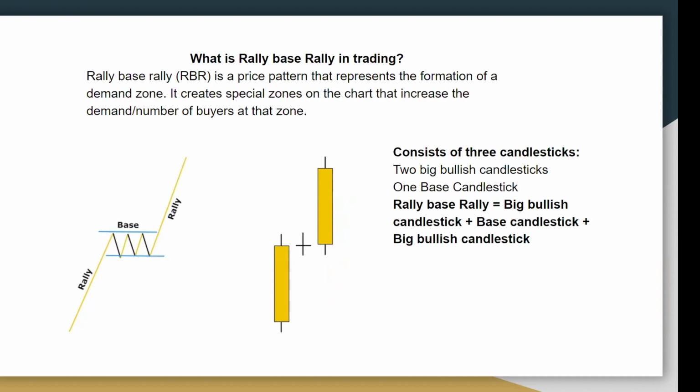So this is what is known as a rally. We have a rally up. We have a consolidation period where buyers and sellers are agreeing on price. It's an equilibrium. Then we have another rally. So that is what is known as a rally base rally, one of the ways that the market's able to move.